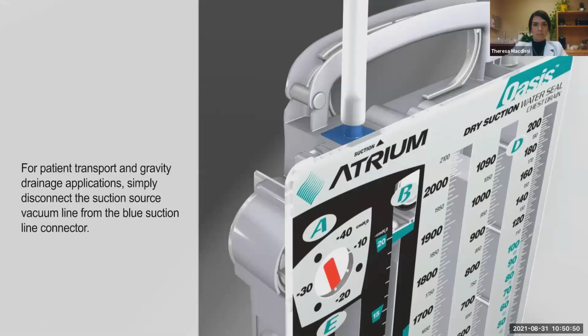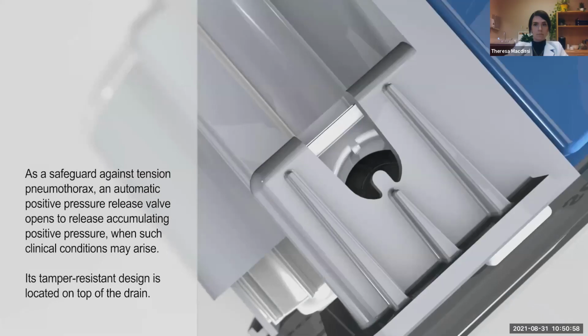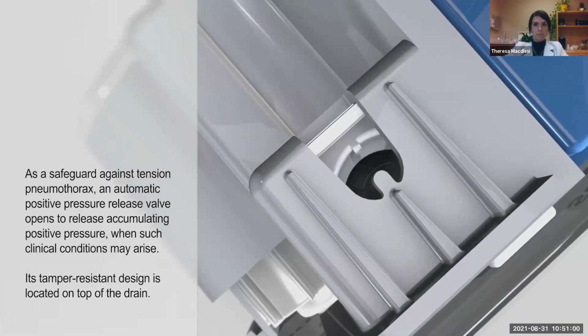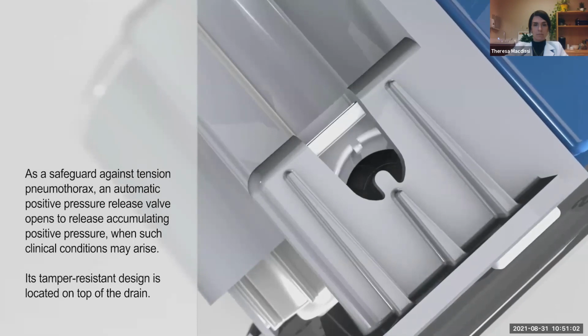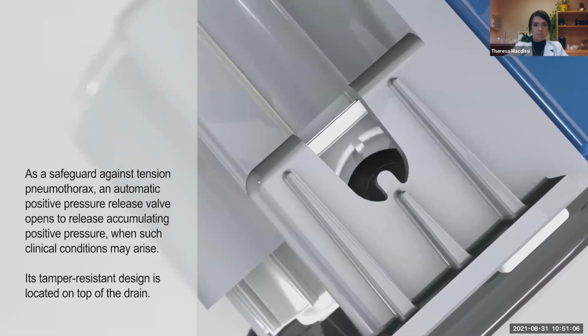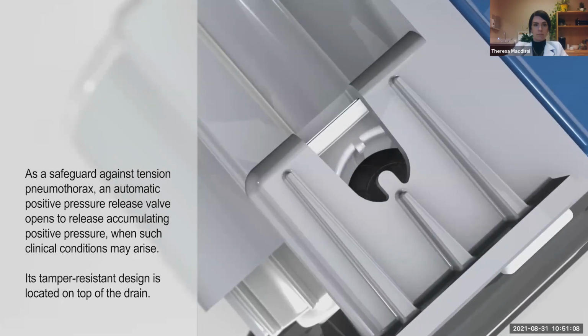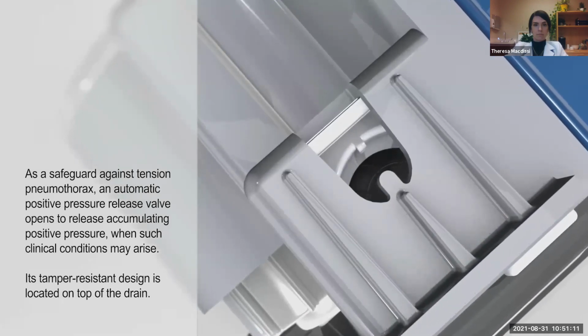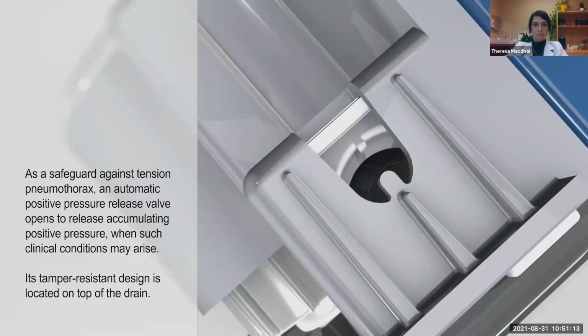For patient transport and gravity drainage applications, simply disconnect the suction source vacuum line from the blue suction line connector. As a safeguard against tension pneumothorax, an automatic positive pressure release valve opens to release accumulating positive pressure when such clinical conditions may arise. Its tamper-resistant design is located on the top of the drain.